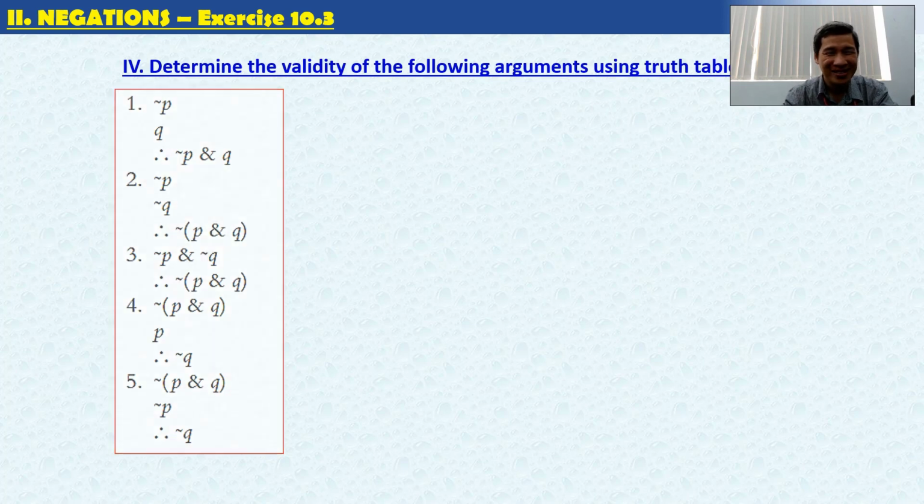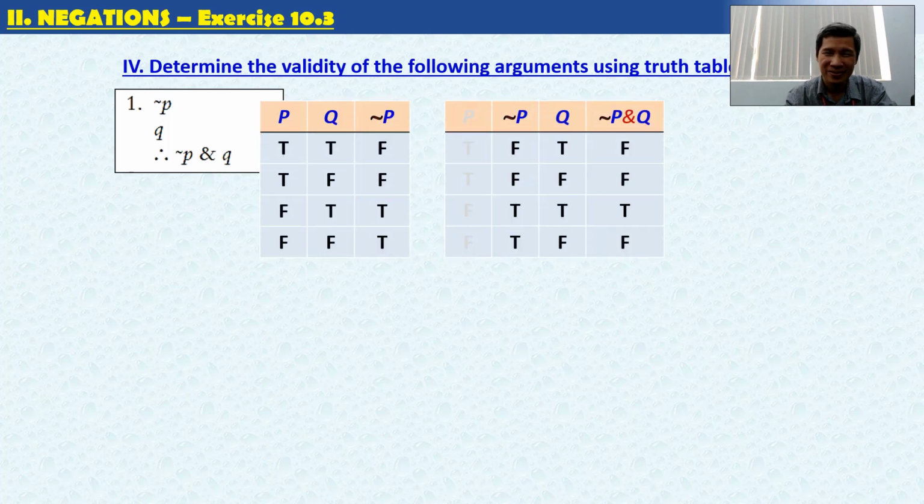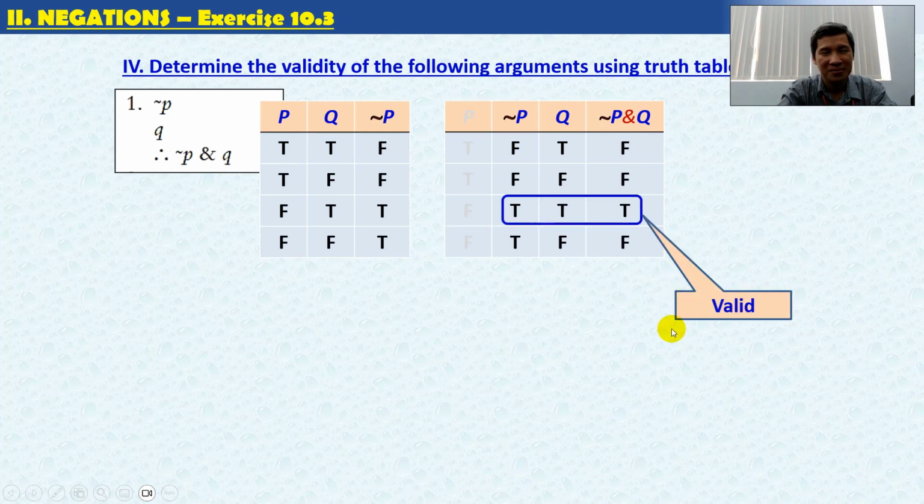Now, number 1, then you can see not P, Q. The 3 dots mean the conclusion, not P and Q. Right? Then we have the premises on the left, the conclusion on the right. Valid. We don't care for the first line, because the theory says when all the premises are true, we have just one premise true here, then they are not sufficient for checking, right?